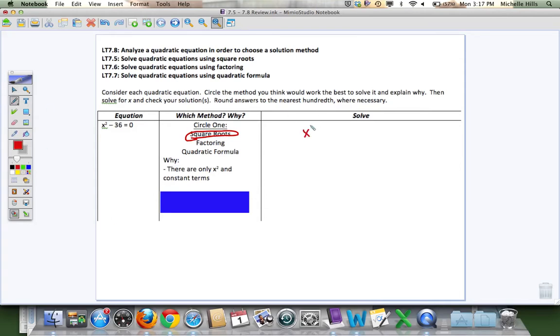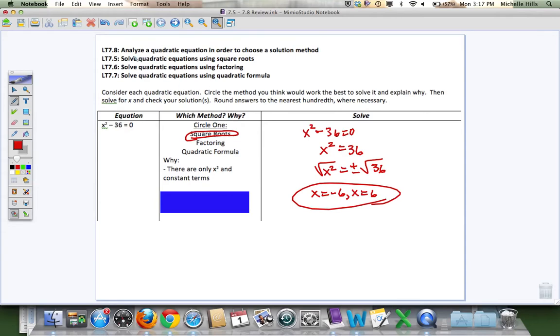So I take the equation x squared minus 36 equals 0. When I add 36 to both sides of the equation, I'd get x squared equals 36. And then to undo the square, I would square root both sides. Don't forget you're looking at both the positive and negative square root of 36. So x equals negative 6 is one solution. X equals positive 6 is the other solution.